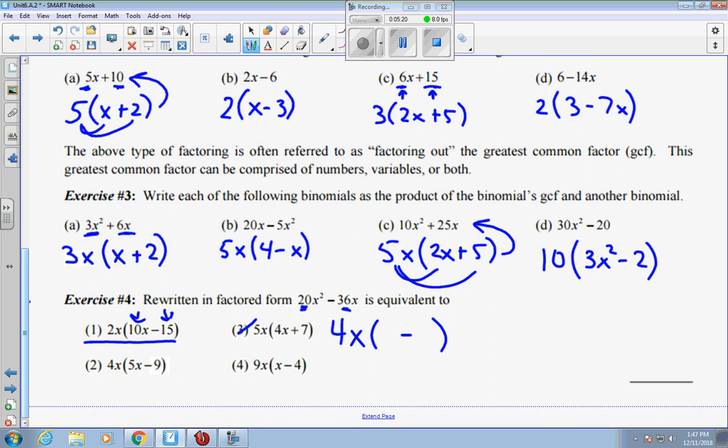So this is going to be 4x, and therefore I have a 5x to get me back to the 20x, minus 9, because 9 times the 4x gives you back to the 36x. And that is choice number 2.